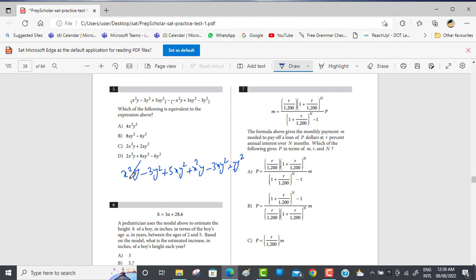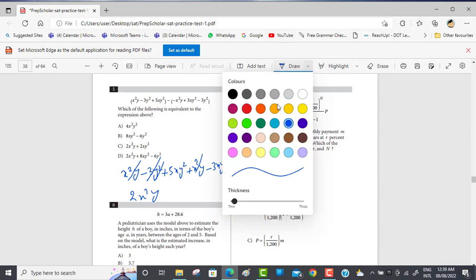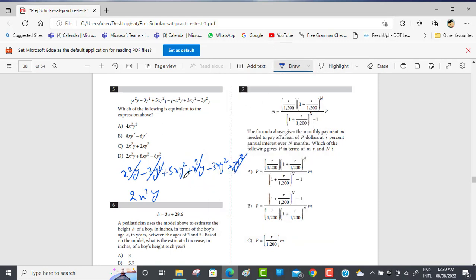So x squared y and plus x squared y, we have 2x squared y. Minus 3y squared plus 3y squared is 0, and 5xy squared minus 3xy squared, we are operating between like terms that have the same variable and the same exponent. 5 minus 3 is 2xy squared, so the answer is C. This is exercise number 5.